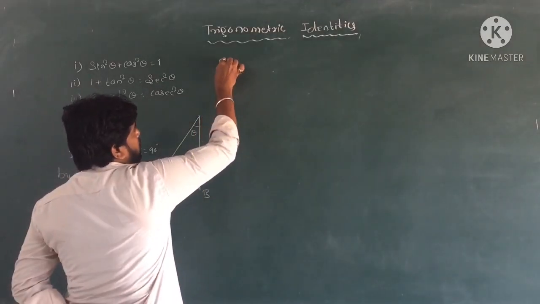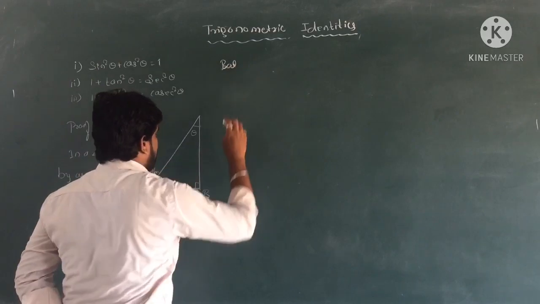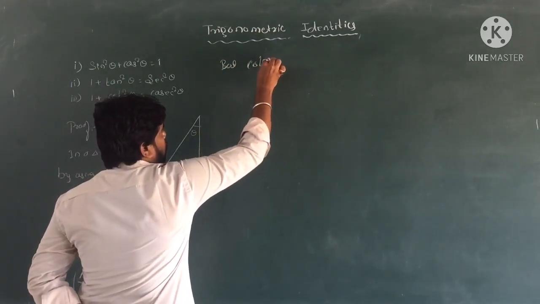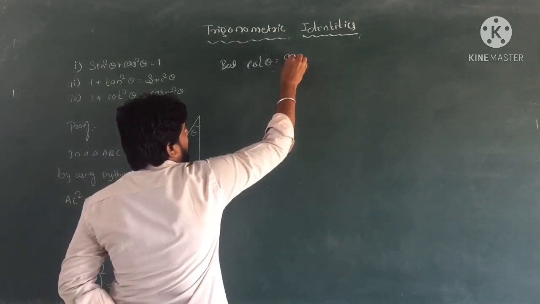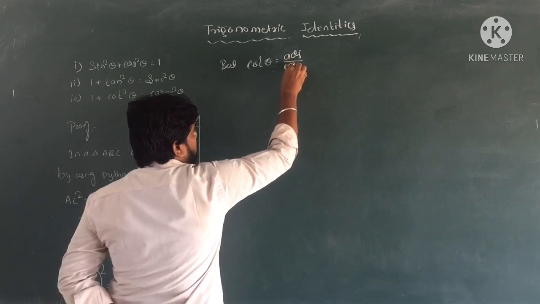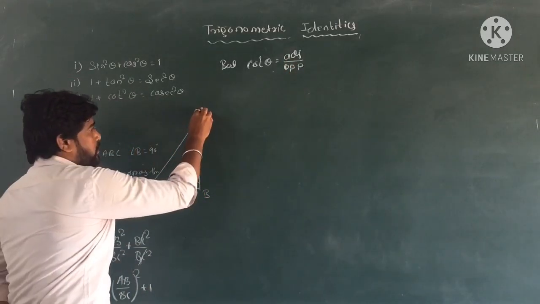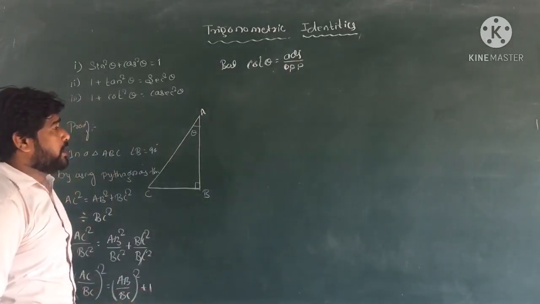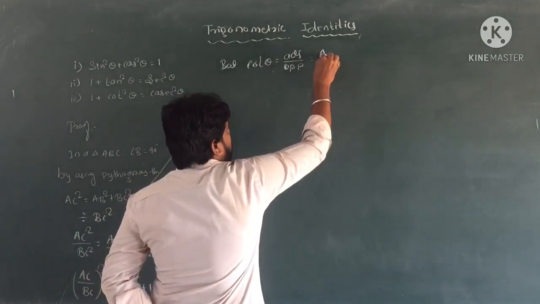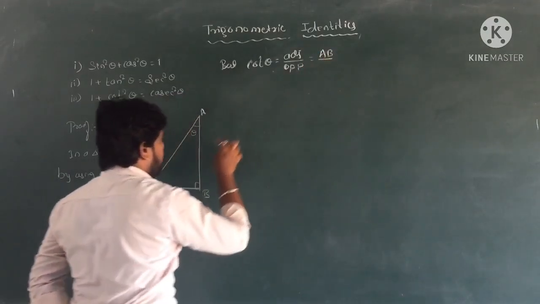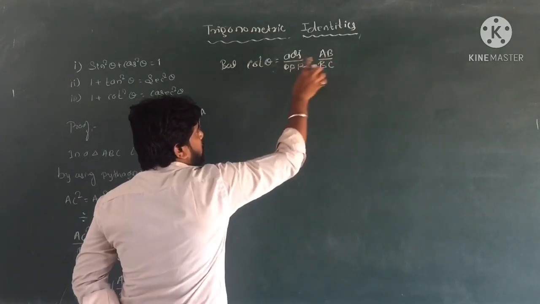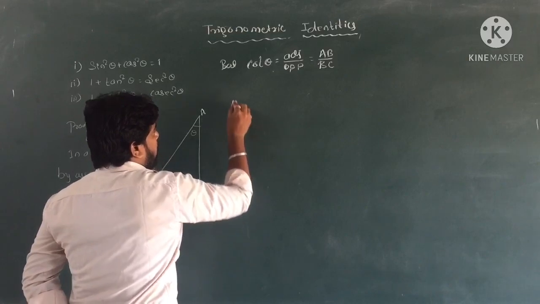But we have here which one? Cot theta. Cot theta is equal to adjacent divided by opposite. Right. So when we consider theta here, what is the adjacent here? AB. So this is equal to AB divided by opposite. Opposite is BC. So cot theta is equal to AB by BC, and cosec theta.